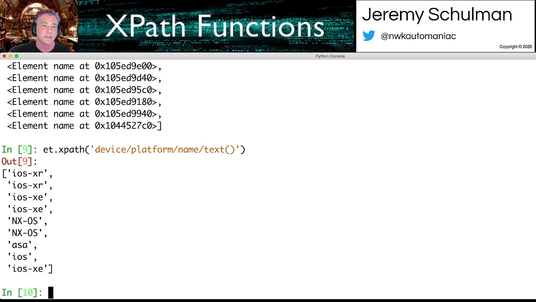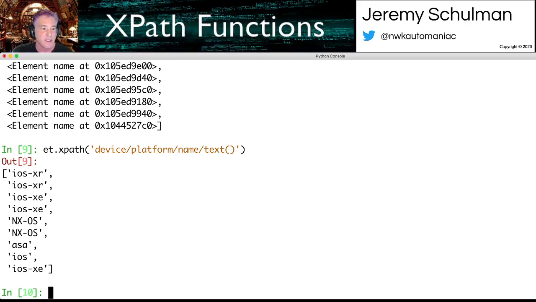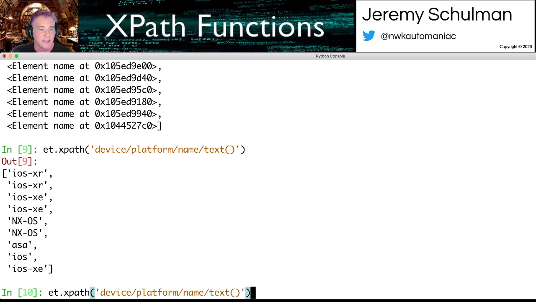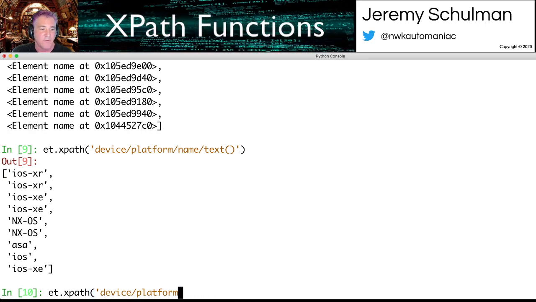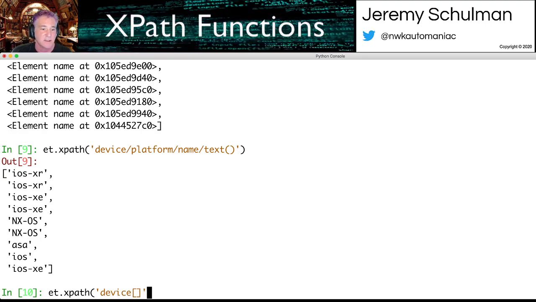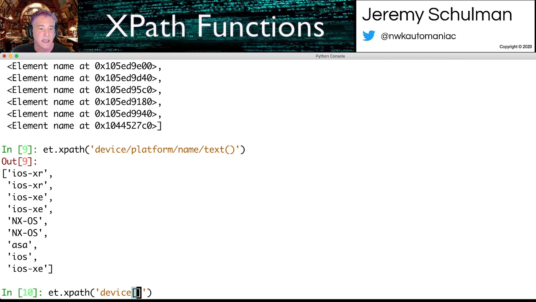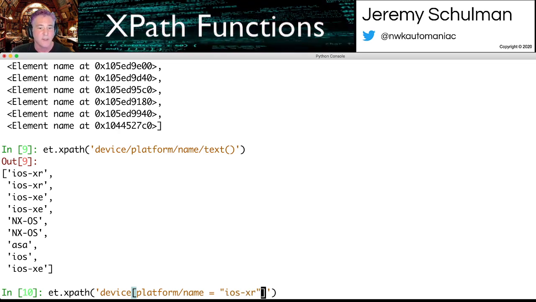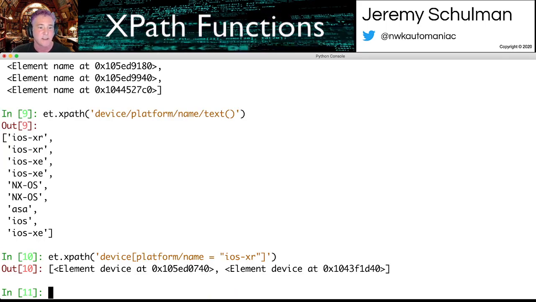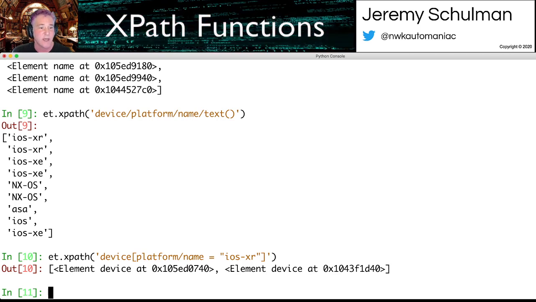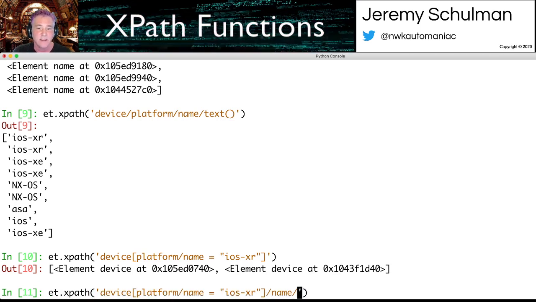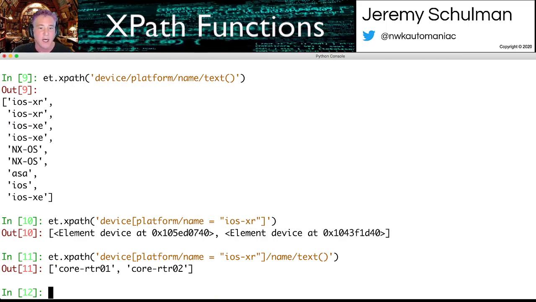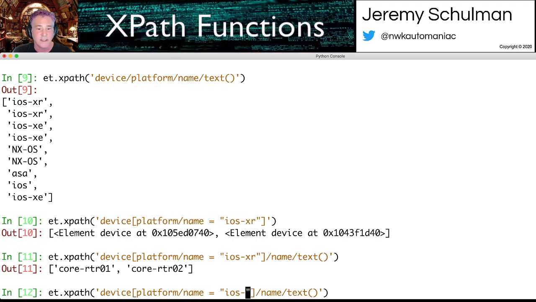So the first thing I want to show you is some basic filtering. For example, if I wanted to find only devices that had a platform name that matched exactly one of these values, for example iOS XE, what I would do is say I want to find a device that matches some criteria. And the criteria is put inside these brackets. So here I'm going to say I want to match where the platform name is equal to, for example, iOS XR. What that's going to do is give us the device elements, because that's what we've asked for. And what's in the brackets is really just a matching criteria. So if I wanted to know the device names, I could do the same kind of trick here, and I can see these are the two devices that are iOS XR. Now I could say iOS XE, do the same kind of trick.